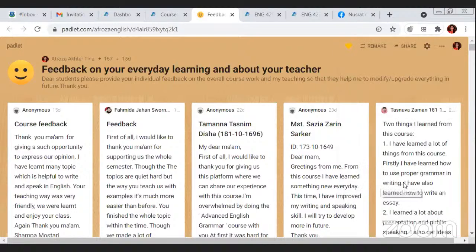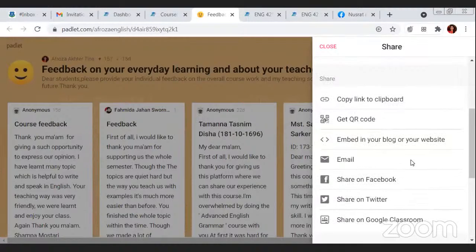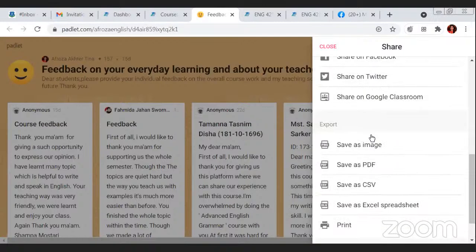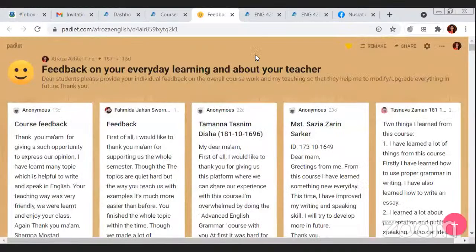If you click this, you would be able to see how we can embed it. As you can see, embed in your blog or website, copy link to clipboard. So even if you copy this link to Moodle, then you would be able to see that it has been embedded the way that I have shared with you.